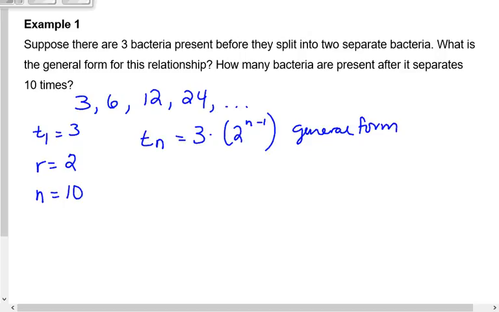From there, we want to find out how many bacteria are present after 10 splits. So we want to find out, after 10 splits, what is it equal to? So we substitute 10 in for n.